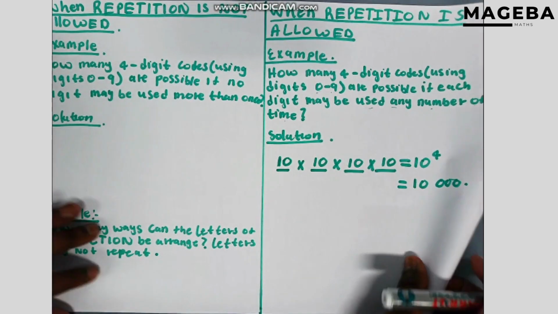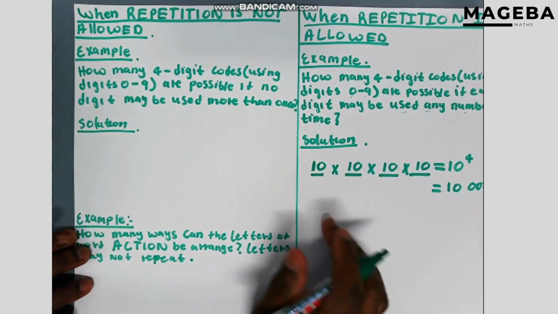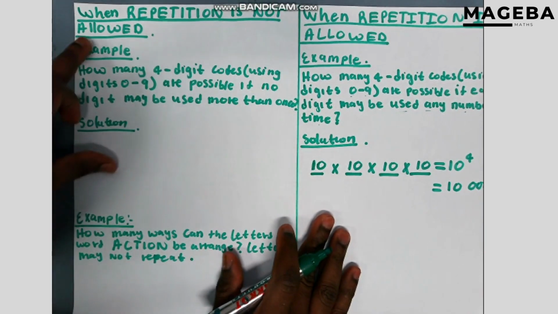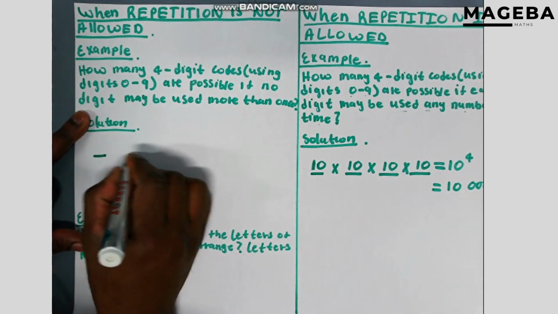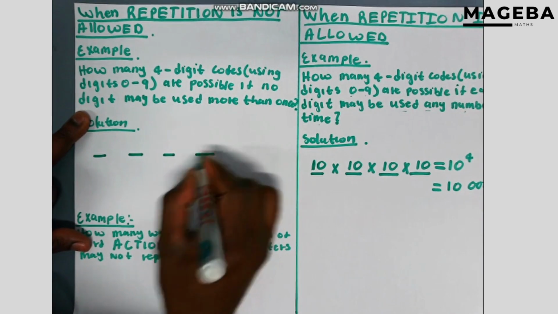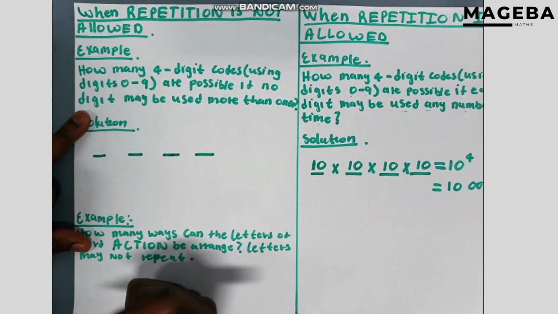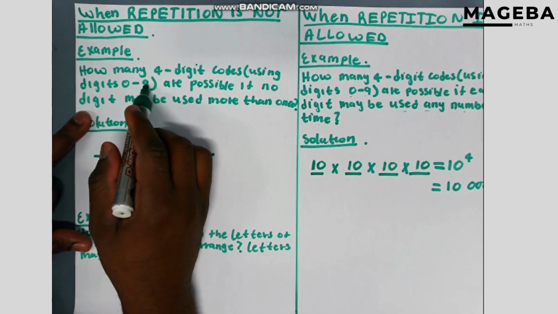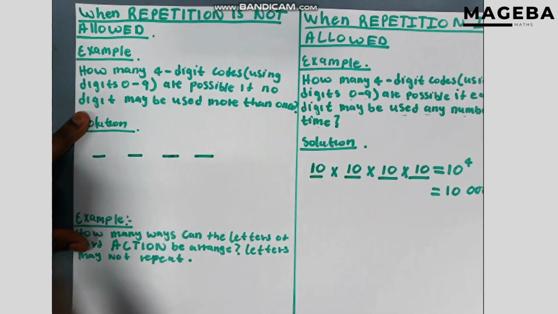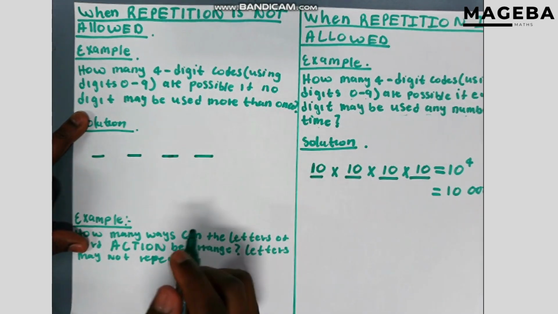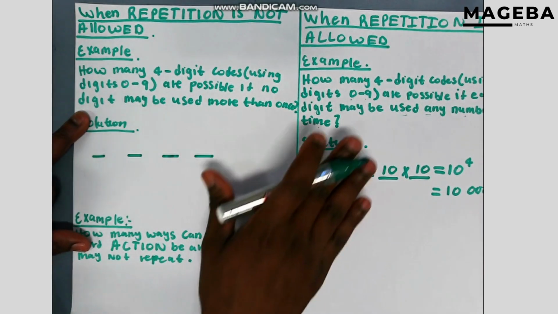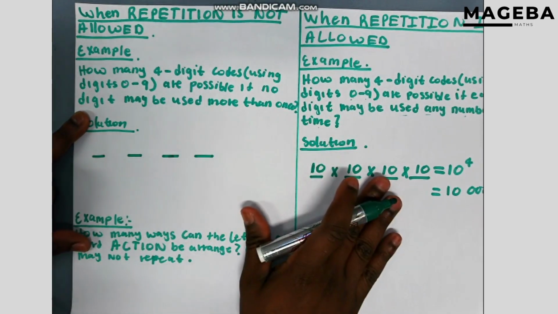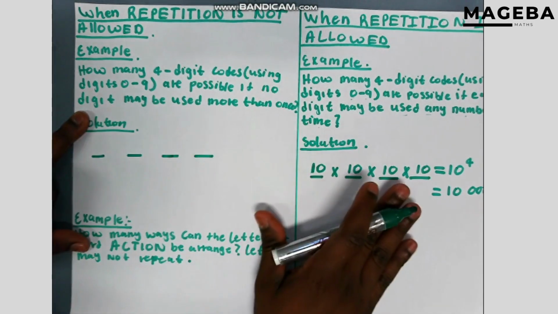Then let's come to this one here. Now here they are saying when the repetition is not allowed. Same question, but now the repetition here is not allowed. We are still making a 4-digit code, using digits from 0 to 9. But now, if we use 0, we are not going to use 0 again. If we use 5, we are not going to use 5 again. If we use 4, we are not going to use 4 again.